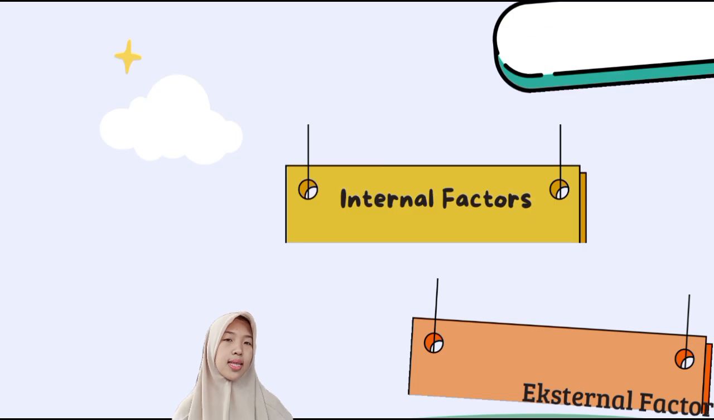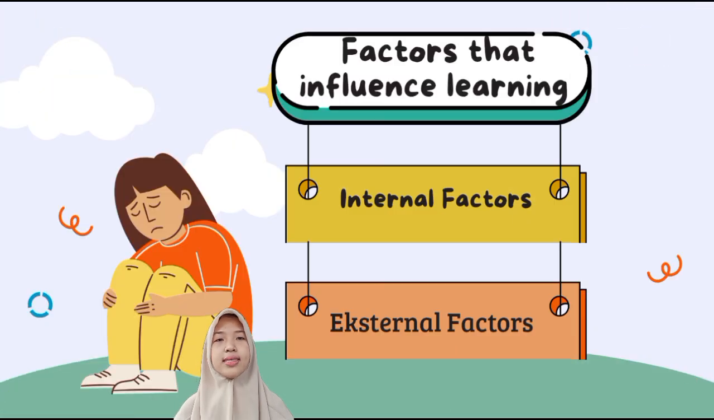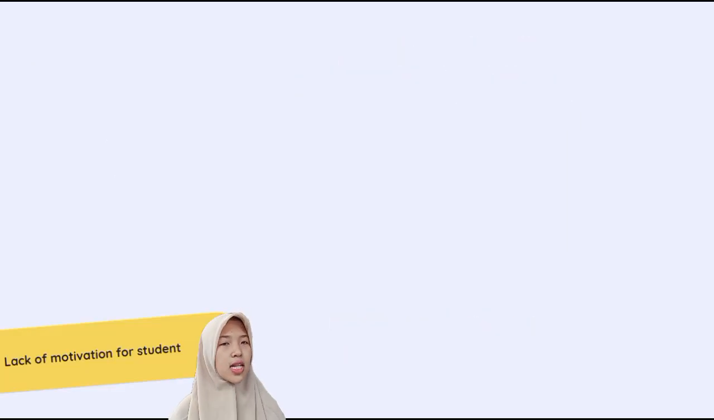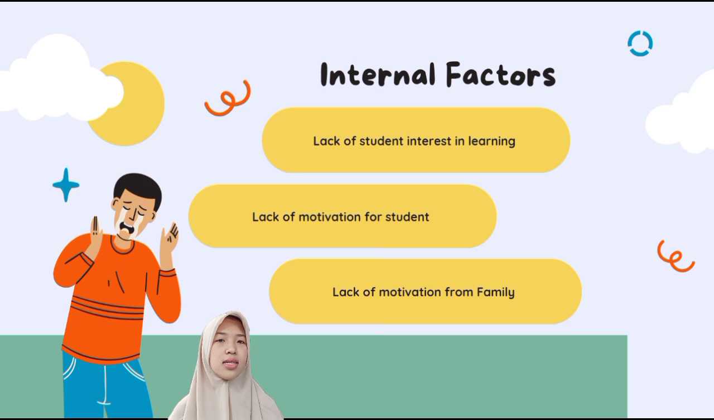Okay, next slide is factors that influence learning. There are two factors that influence learning. The first factor is internal factors, and the last factor is external factors. In the internal factors, there are three parts. The first is lack of student interest in learning. The second is lack of motivation for students, and the last is motivation from family.